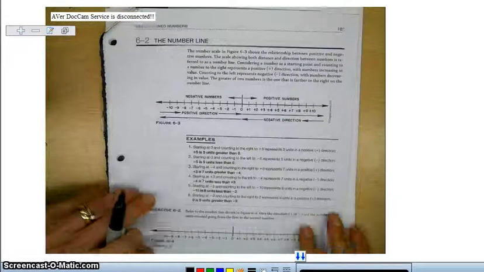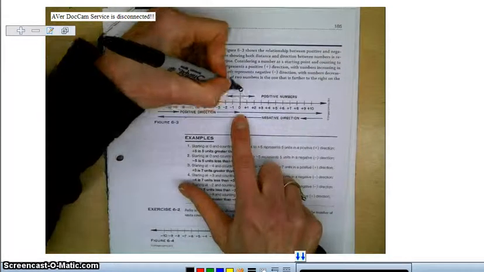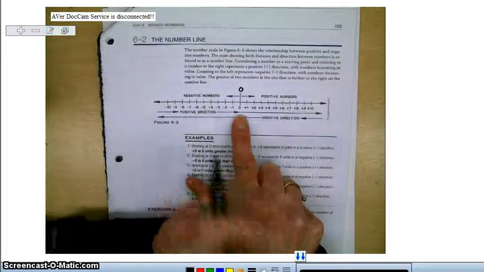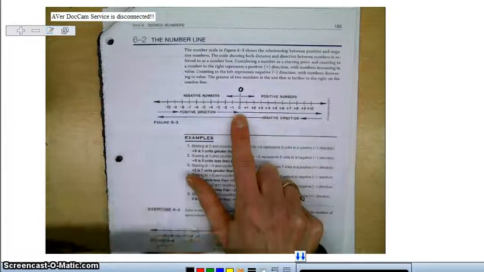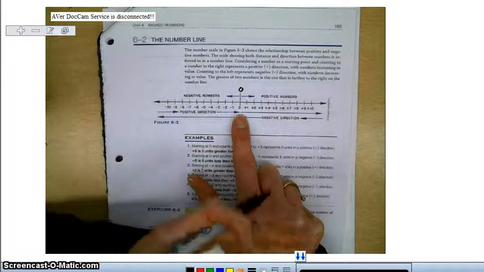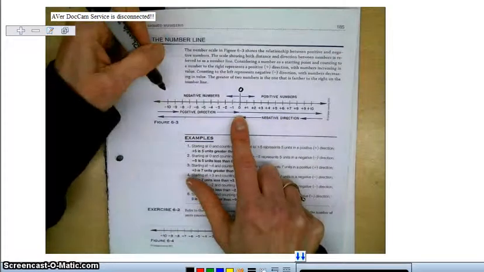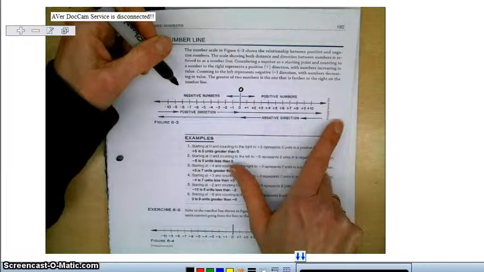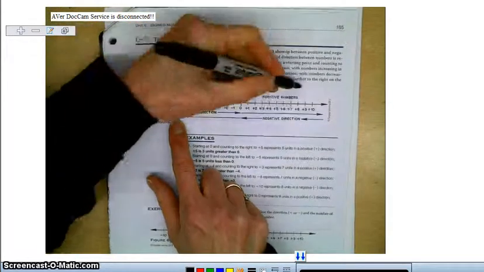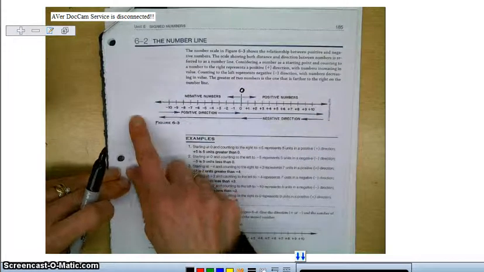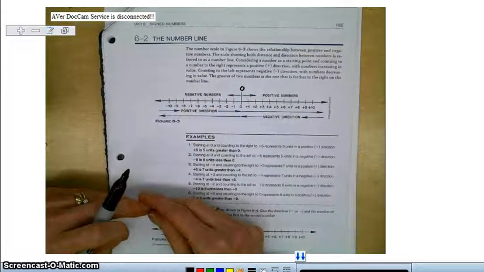Now we need to look at the number line. This is on page 185, and in a number line, 0 is always, we say, in the middle. It doesn't always have to be in the middle of the number line you draw, but 0 is like the middle number. It separates the positives from the negatives. 0 is not positive, it's not negative, it's just 0. The negative numbers are all to the left and the positive numbers are to the right. So the positive direction moves left to right, and the negative direction moves the opposite way. Going towards the negatives is the negative direction, towards the positives is the positive direction.